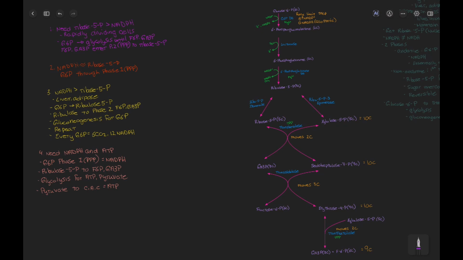And there's 4 general scenarios for this. The first is when the need for ribose 5-phosphate is greater than the need for NADPH. This can happen in rapidly dividing cells synthesizing a lot of DNA. Most of that glucose 6-phosphate will go through glycolysis until we reach the fructose 6-phosphate and glyceraldehyde 3-phosphate, both of which will then go through the non-oxidative phase of pentose phosphate pathway and reverse up to the ribose 5-phosphate without generating NADPH.